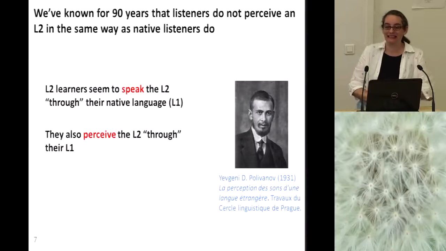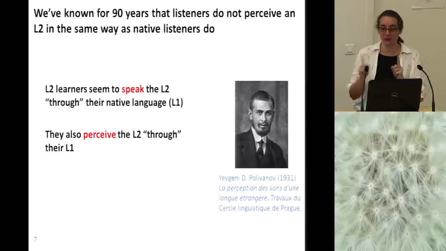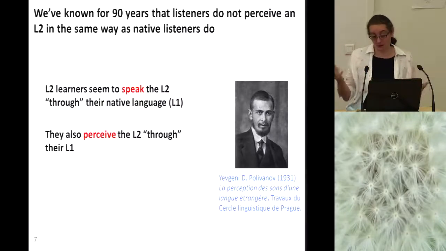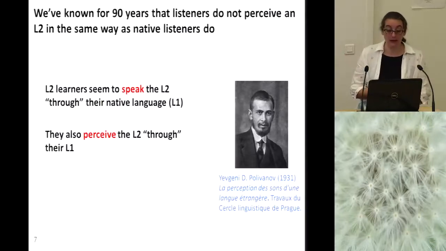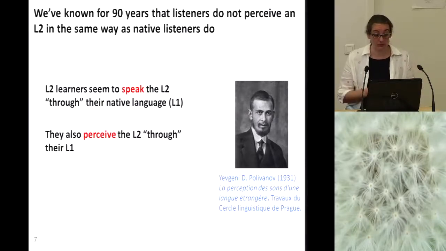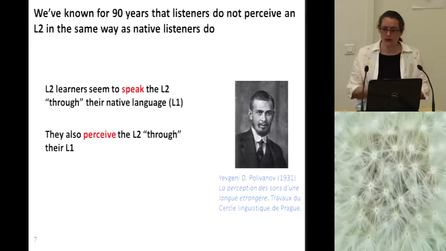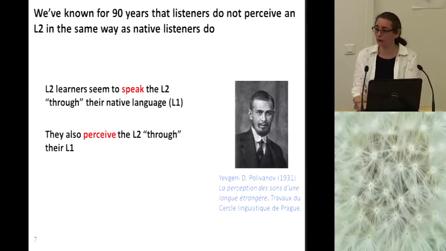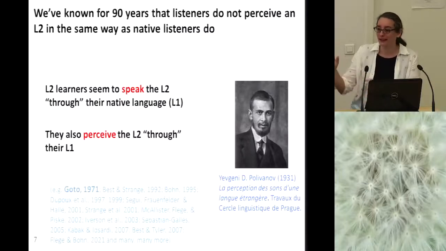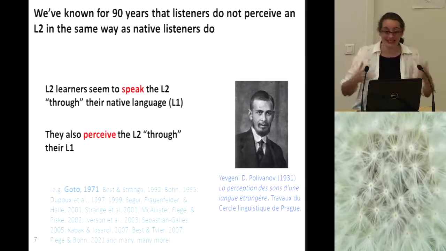It didn't start in 2001, but rather in 1931. Notice the pattern with the dates here. Back then, 90 years ago, Polivanov published a really interesting paper in French. Essentially, he claimed that listeners do not perceive an L2 in the same way as native listeners do. So we've known this for 90 years, right? He said that L2 learners seem to speak the L2 through their native language, and they also perceive it through their native language. He was the first to propose this, without evidence other than anecdotal. And then for the next 90 years, the research has essentially collected evidence that he was right.